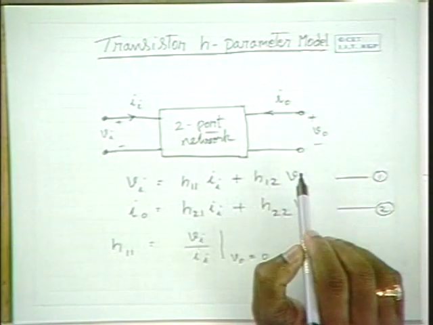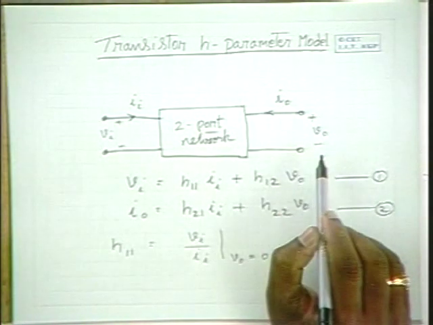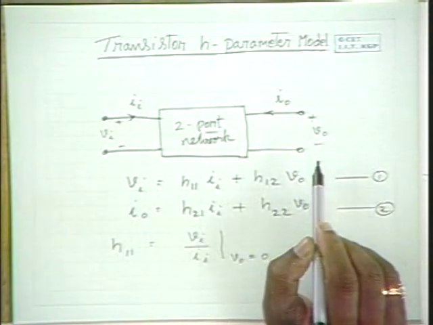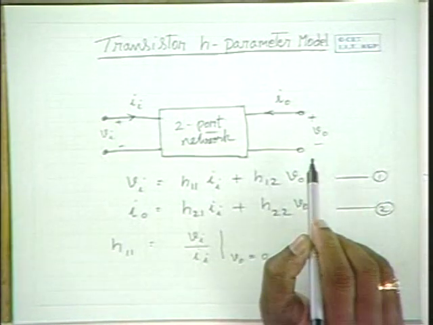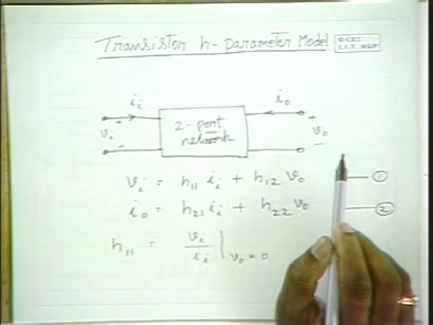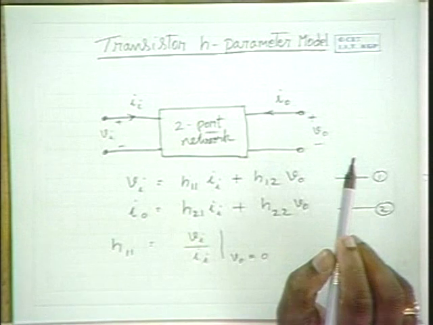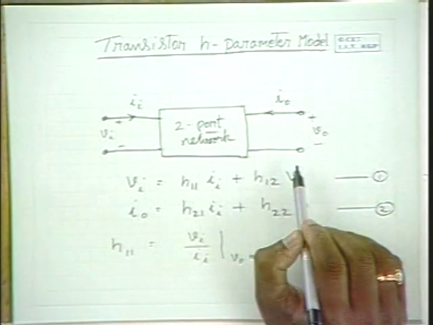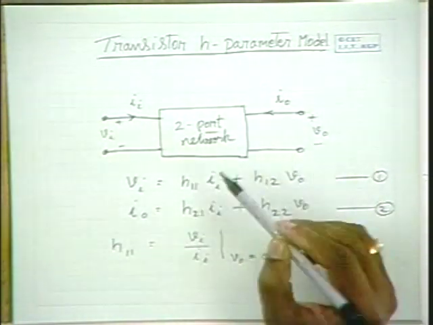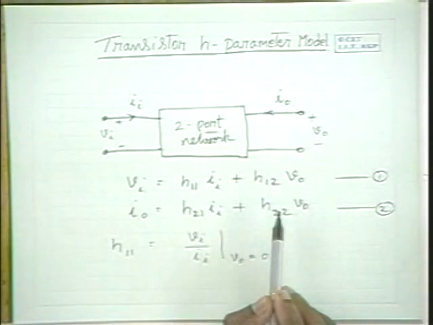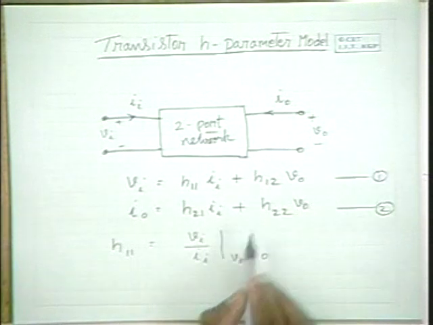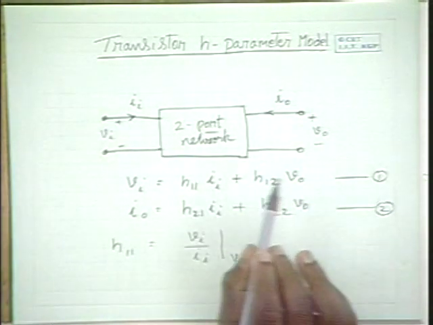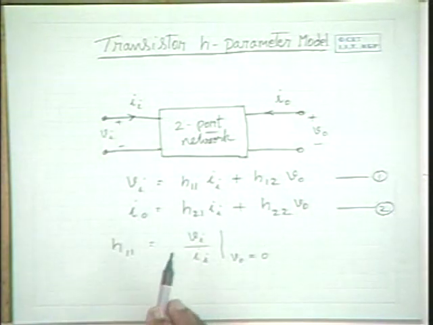If you short circuit for the DC quantities, please note that the transistor goes into either the saturation region or cutoff region, and it doesn't work like an amplifier in that particular region. Okay, so the short circuit or open circuit, what we are going to talk about here, are meant for only the alternating signals. So when V0 is 0, Vi by Ii gives you H11.